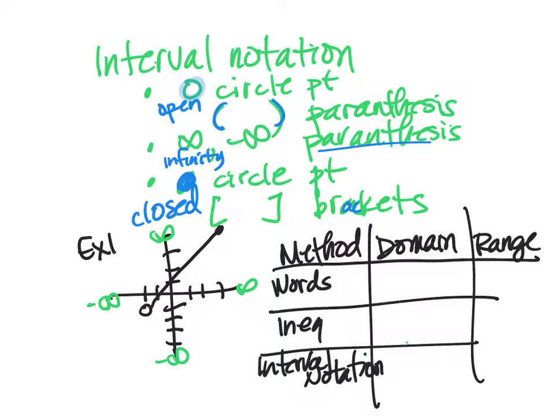So for this example 1, the words are, we would say, let me write a different color for this. All real numbers between, let's say, -2 up to, where does it go up to? 4. So again, the domain is the x values left to right, and the range is the y values up and down. So our words for the y values, it would be all real numbers between, what's the lowest point? -1. What's the highest value?